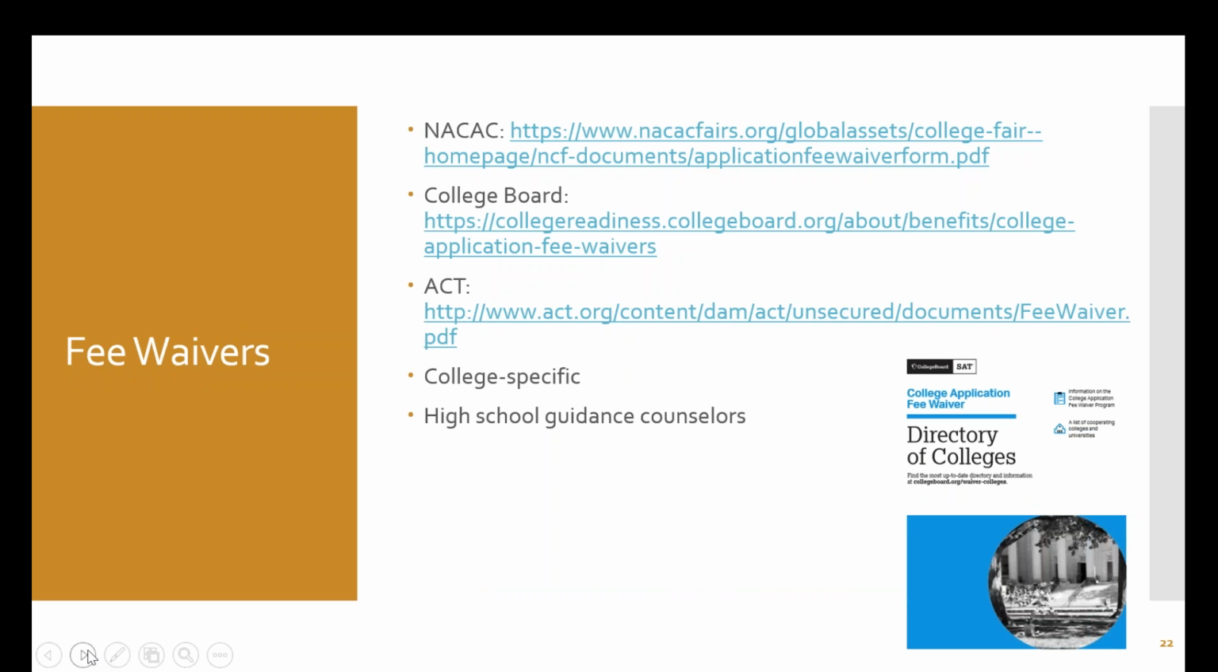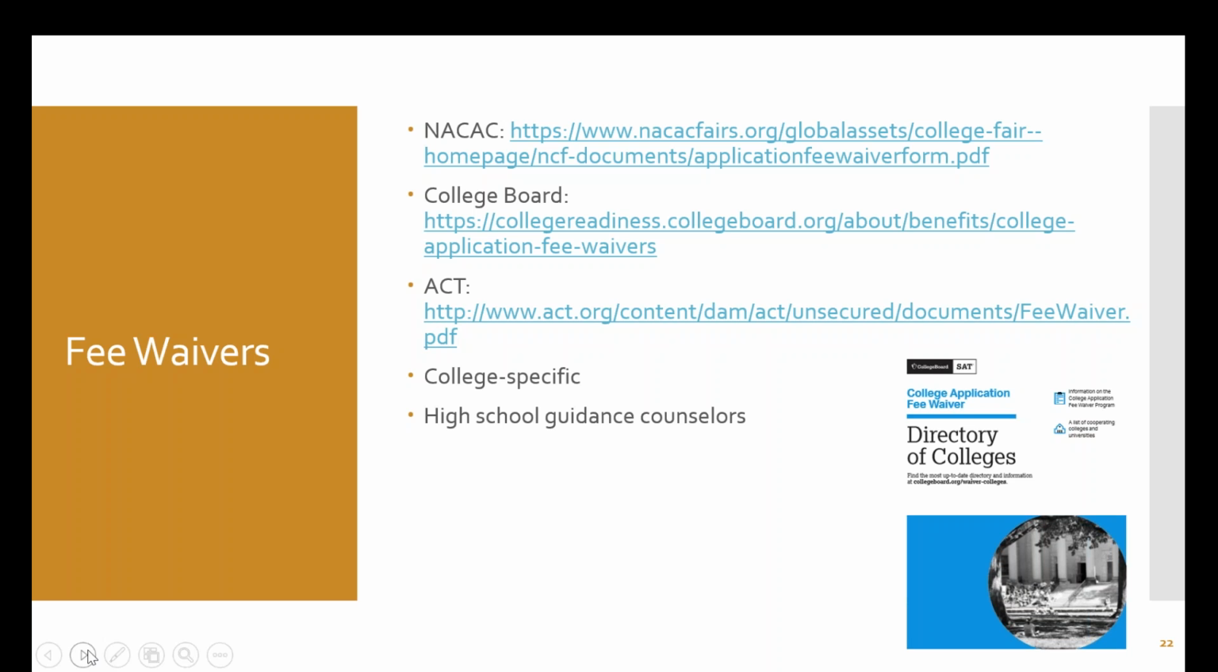Okay, fee waivers. Some of your students can be utilizing fee waivers. These are all the new web pages for getting fee waivers from NACAC, College Board, and ACT/SAT. They have a directory of all the colleges where you can use the fee waiver. Some colleges have a specific waiver that they use. Sometimes they'll call it the financial hardship waiver. Some schools waive the fee if you take a tour by a certain date.